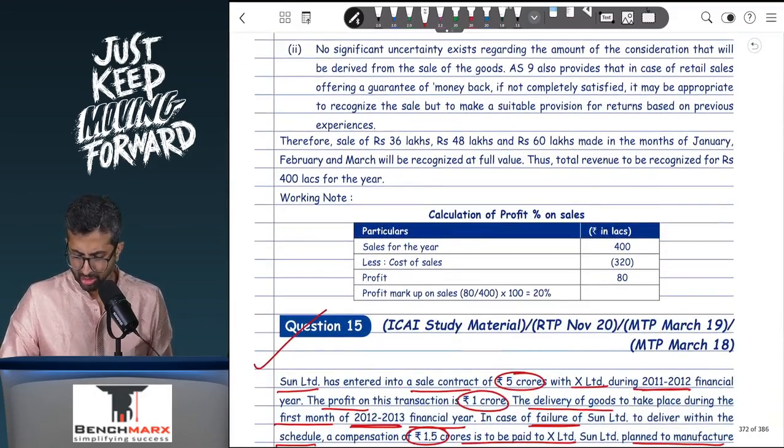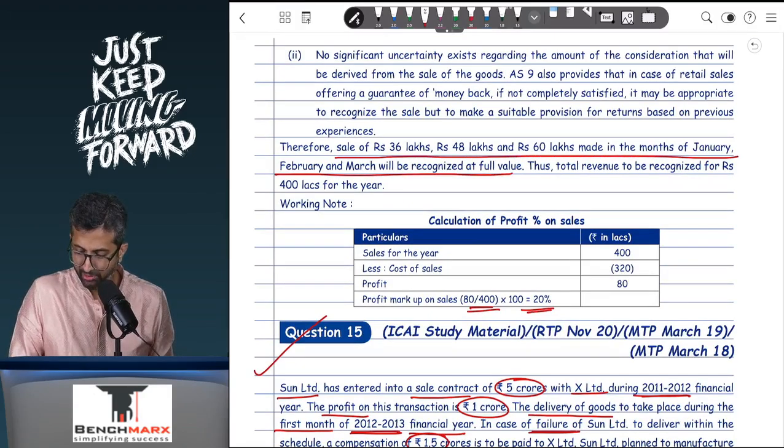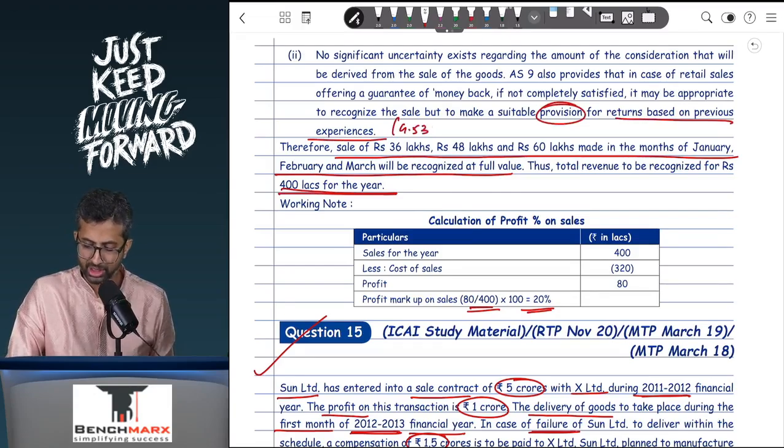So 20% is nothing but 80 divided by 400. So sales will be recorded at their full value and total revenue for the entire year will be 400 lakhs, and a suitable provision for returns based on the past experiences, that is 4.536, should be created.